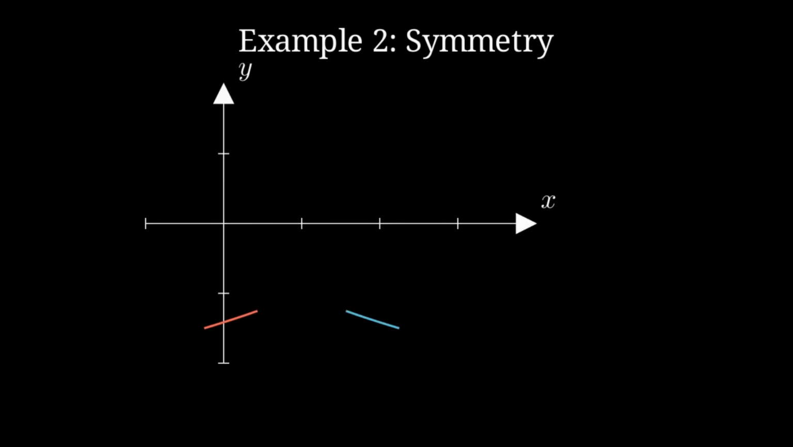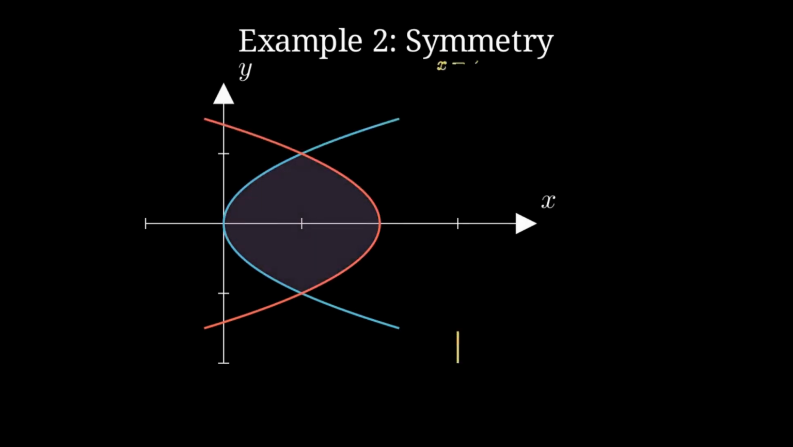Let's look at a symmetric case. Rotating the area between x equals y squared and x equals 2 minus y squared around x equals 3. The curves intersect where y squared equals 2 minus y squared, which is at y equals 1 and y equals -1. These will be our limits of integration.